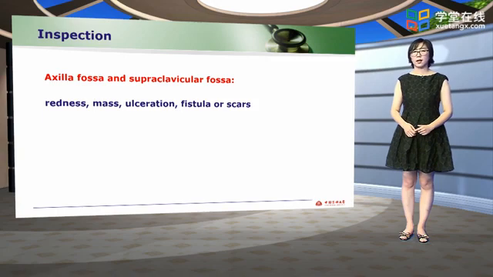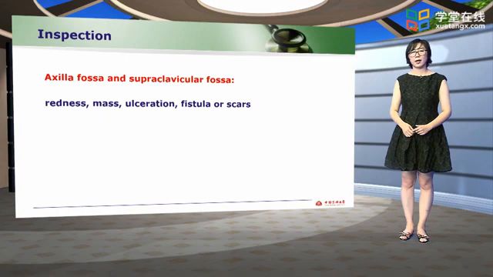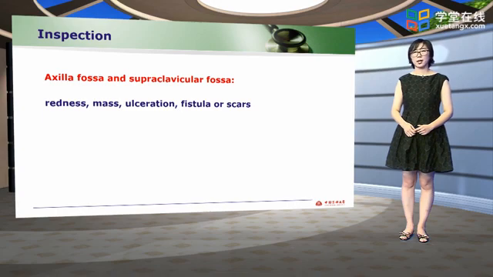Axillary fossa and supraclavicular fossa. We also check the lymph flow of the breast, so we should identify if there is any redness, mass, ulceration, fistula, or scars in this fossa.